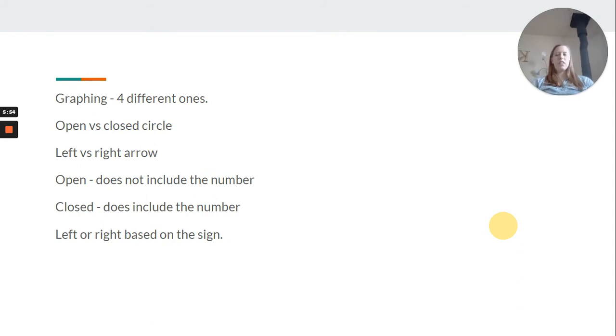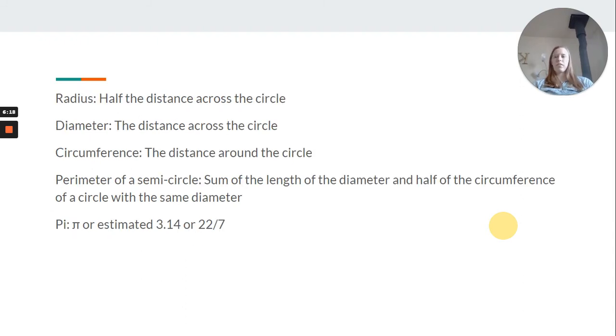When graphing inequalities, you have 4 different types. You have an open circle going to the left, open going to the right, closed circle going to the left, closed circle going to the right. So open is when it's just greater than or less than. Closed is when it's greater than or equal to or less than or equal to. And then left or right based on the sign and the numbers.